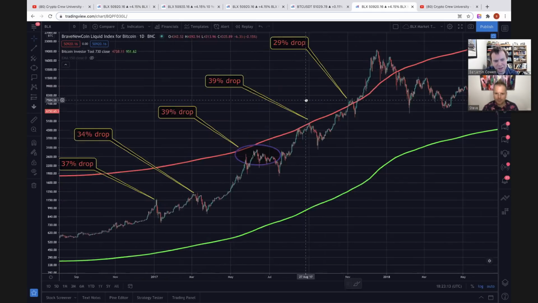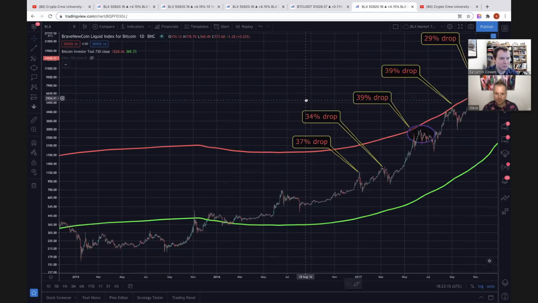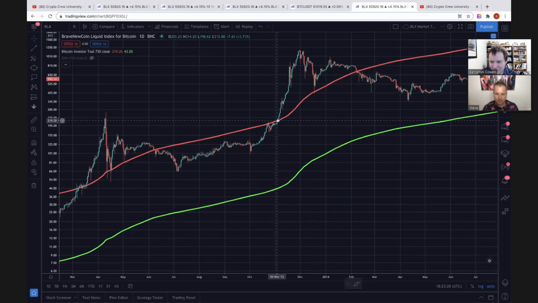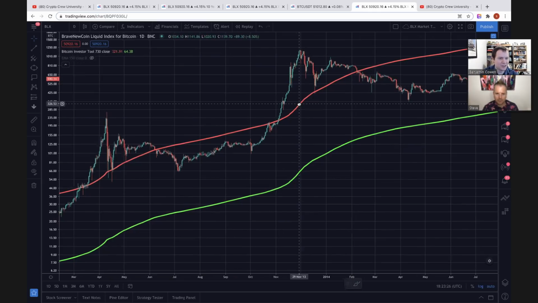Can you just scroll back to the last one? I'm just doing some dubious extrapolation that probably doesn't mean anything. So this one crossed at around 200, and then what did it peak at? Around 1100. So that was about a 5x, right? So we had a 5x. The next one was about a 3x.